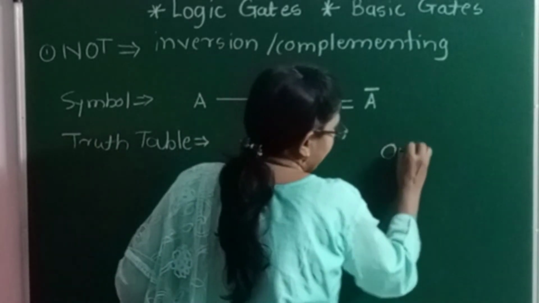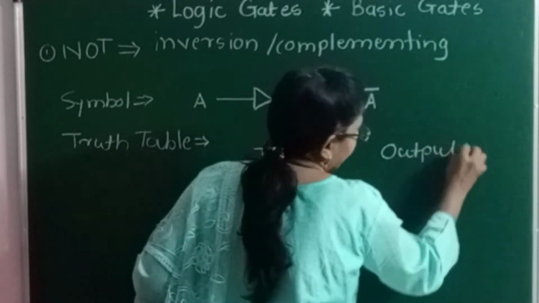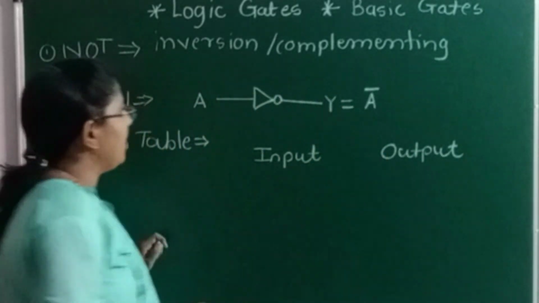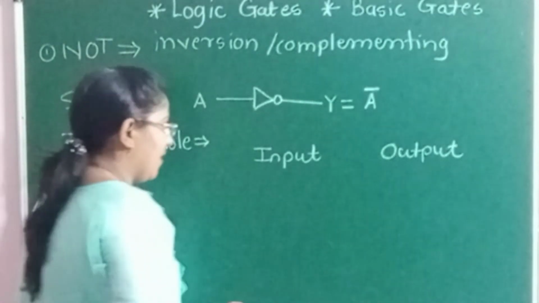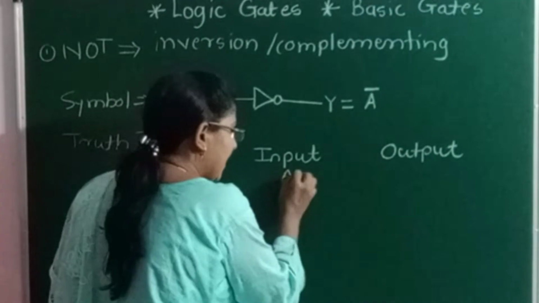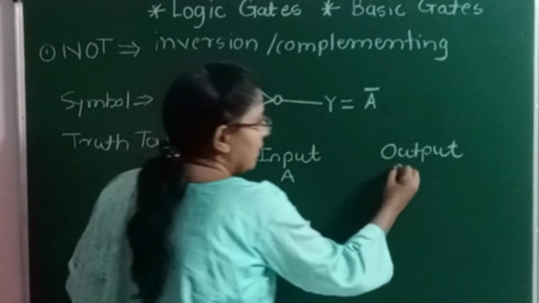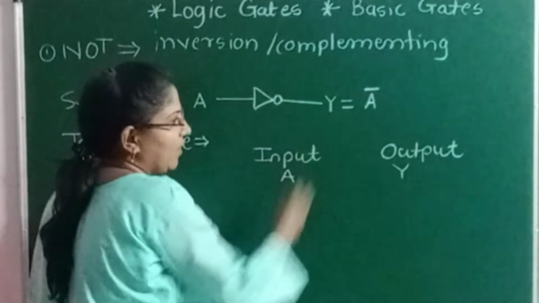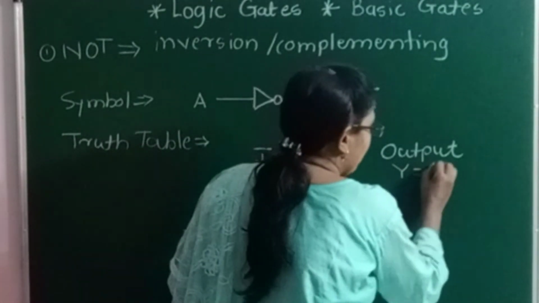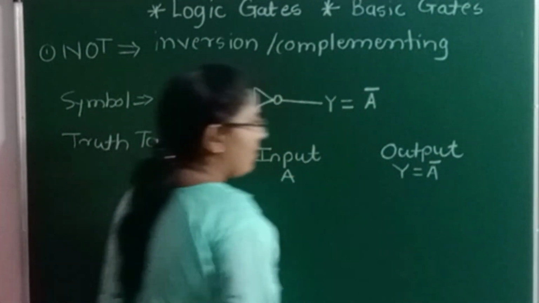Then I will write here output. Okay. So how many inputs are there? Single input, which is represented by using A. So below input I will write A. Output. Output is represented by using Y. And what is the Boolean expression for the output? That is Y equal to A bar.